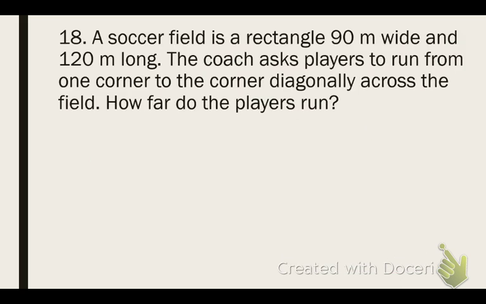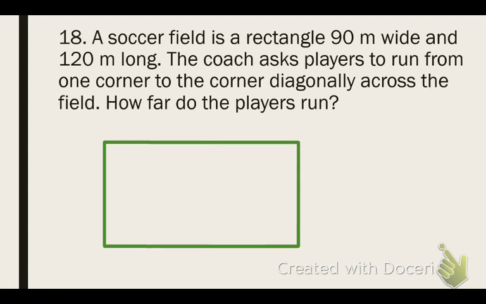A soccer field is a rectangle, 90 meters wide and 120 meters long. The coach asks the players to run from one corner to the corner diagonally across the field. How far do the players run? So I've been telling my kids today, it doesn't say it, but we're going to find the total they ran. Not just from the diagonal or from the corner to the corner. We're just going to find how much they ran in general. So a soccer field is a rectangle.